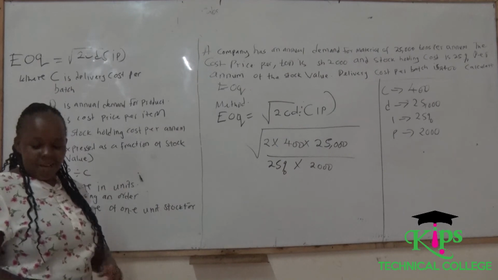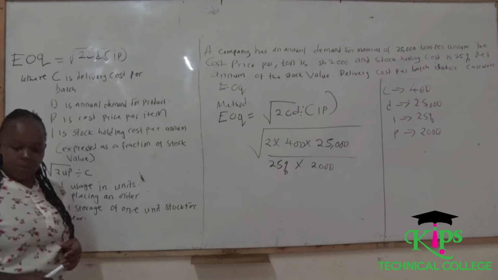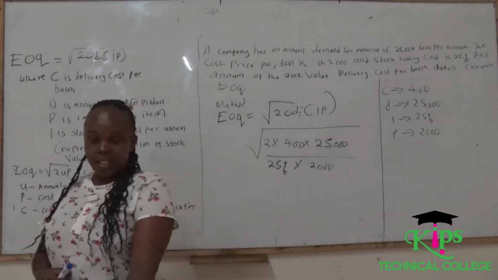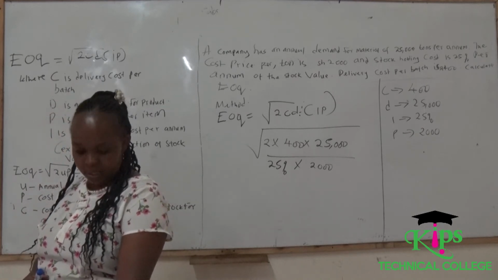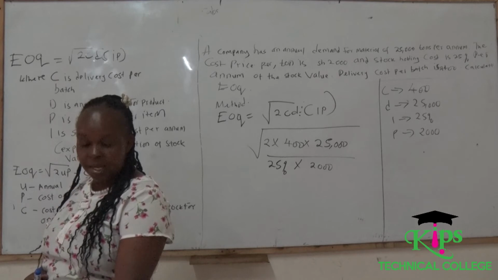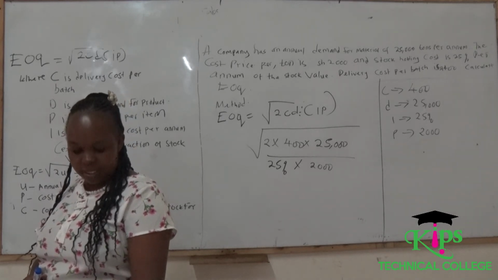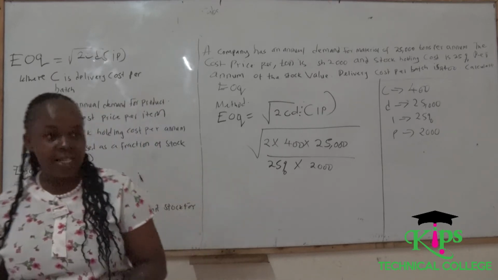Hello learners, I want us to look at the economic order quantity. It's one of the calculations in stock control. We need to define what economic order quantity is. It is the quantity at which the cost of having stock is minimum, or the procedure for balancing ordering cost and carrying cost to minimize total inventory cost.